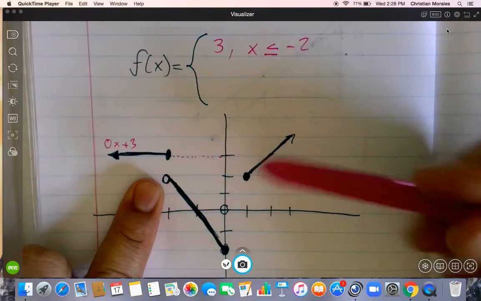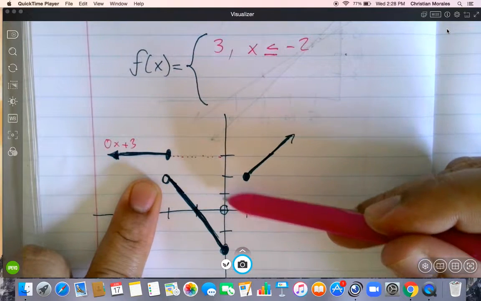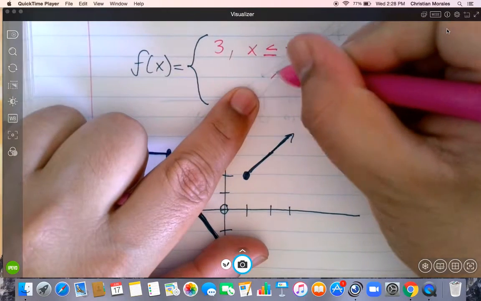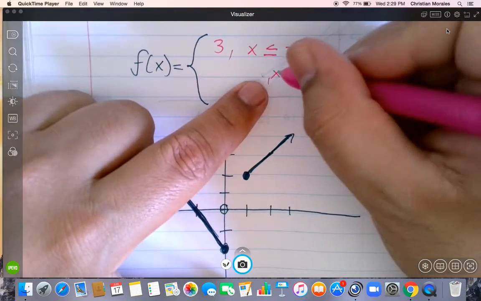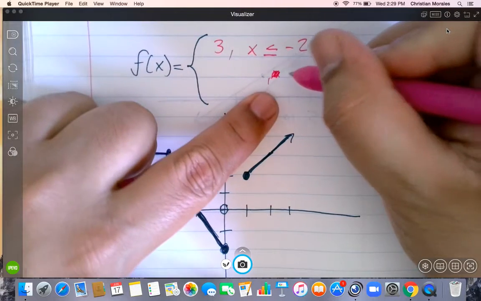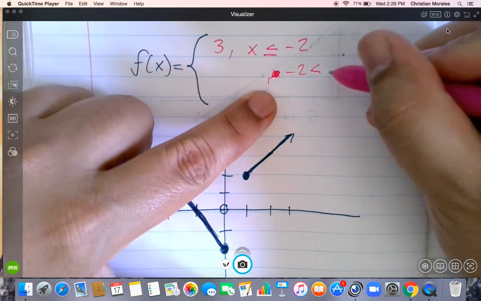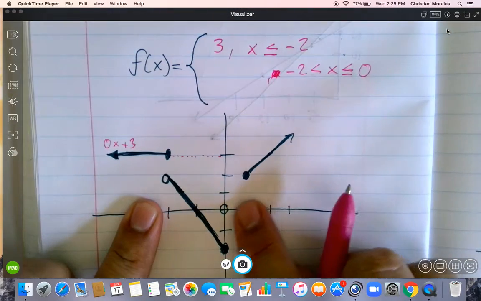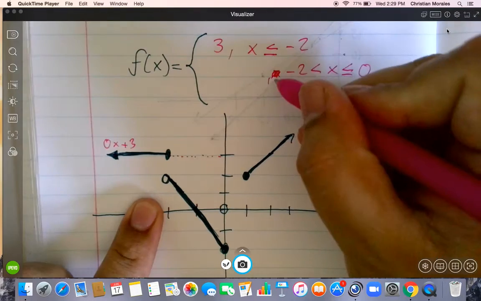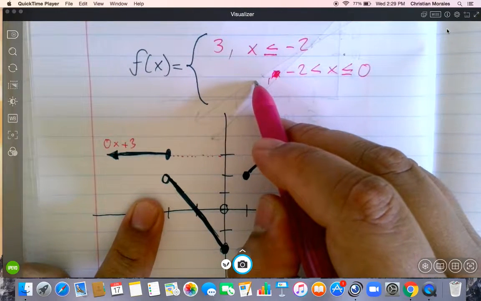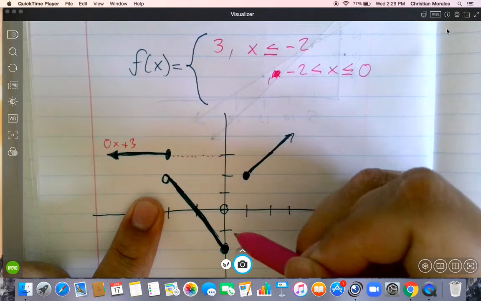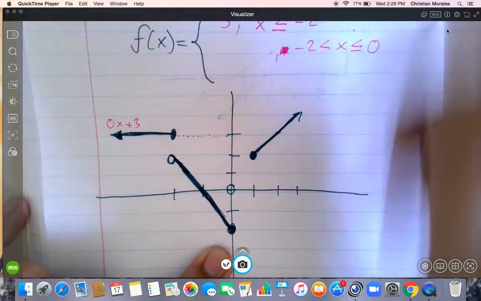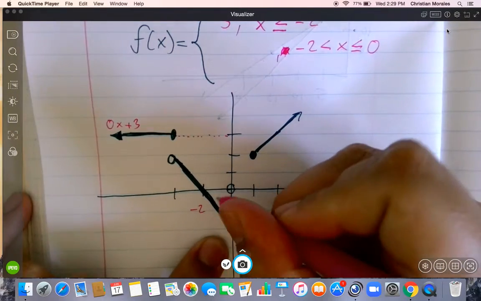Okay, the next one. From -2 to where does it stop? At 0. This goes from -2 to 0. That is the domain. Sorry, let me write it differently. From -2 to 0. From -2 to 0, you're using a new function, which means you need to find the new equation to put here. So we need the equation for this. Again, you're using mx plus b. Where's your starting point? Where do we start? Looks like -2.